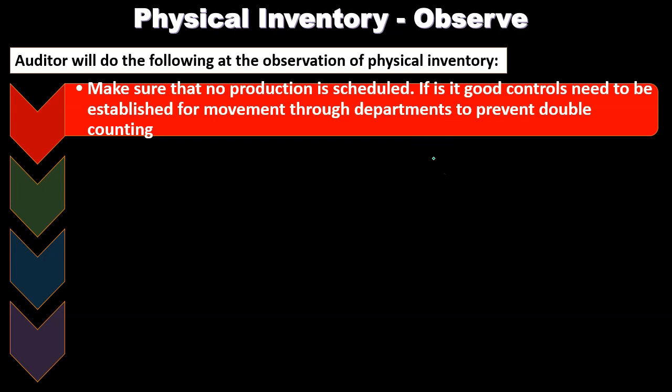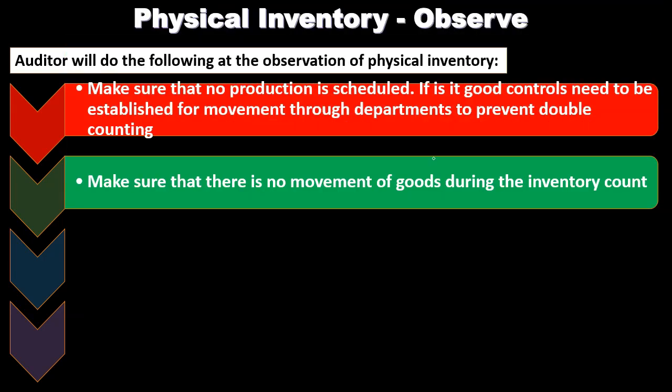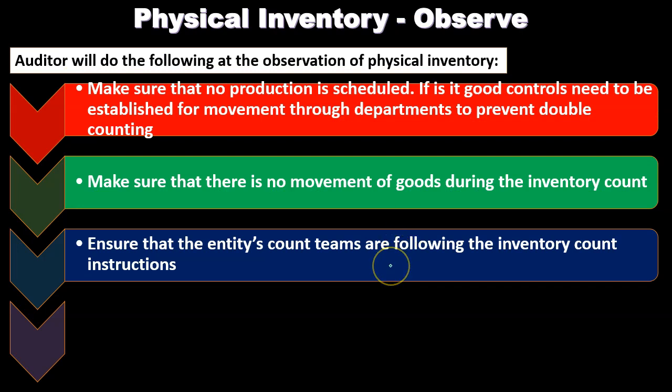Now, if production is going on, then controls need to be established for movement through the department to prevent double counting. So that's mainly what we want to not happen. If the inventory is moving through, we want to make sure that as we count things, we're not going to double count or mess up the count, given the fact that things are moving through the process. Make sure that there is no movement of goods during the inventory count. Ensure that the inventory count teams are following the inventory count instructions. So we're going to have specific instructions that are planned out in order to do the physical count.